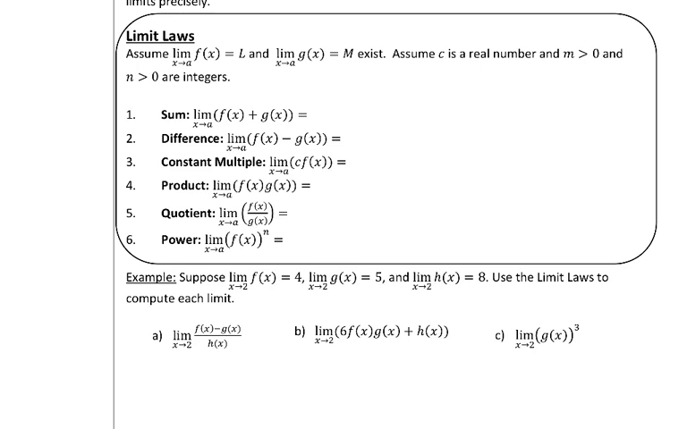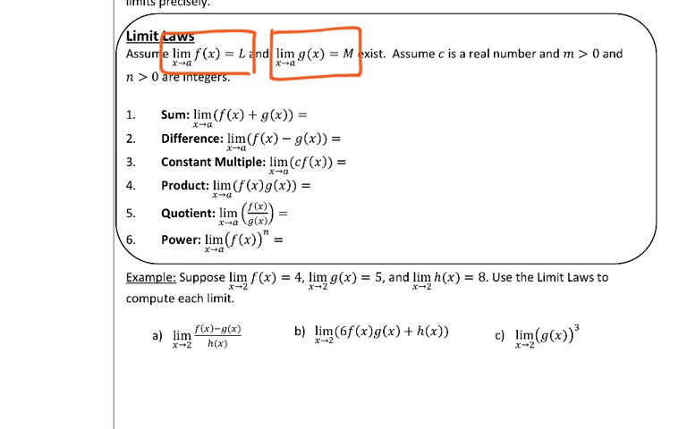It says assume that the limit as x approaches a of f of x equals L, and the limit as x approaches a of g of x is equal to M. Assume that they exist, c is a real number, and n is an integer greater than 0.